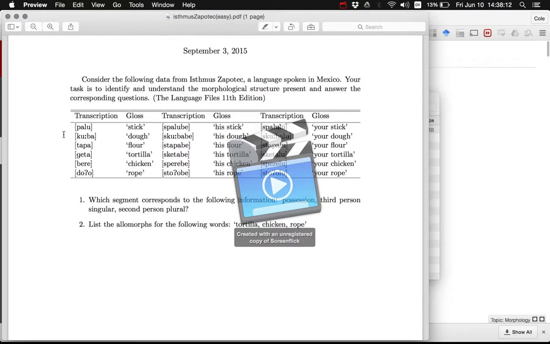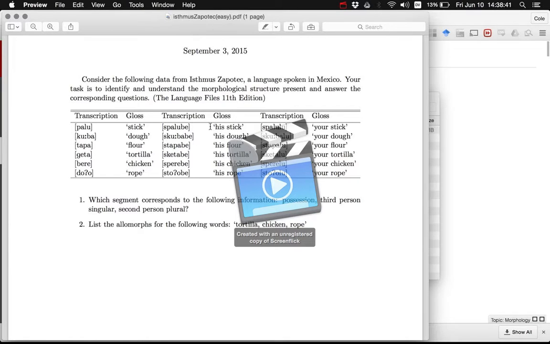So in this first column of data where we have the words stick, dough, flour, tortilla, chicken, and rope, this won't be of interest to us really, because these don't have any possession indicated in them, so they're probably a part of the data set that we can safely look back at later. These next two rows of data, though, all have the translation his or your in them. So this should be a heads up to you that these are the two columns of data where you're probably going to find your answer that has to do with possession.